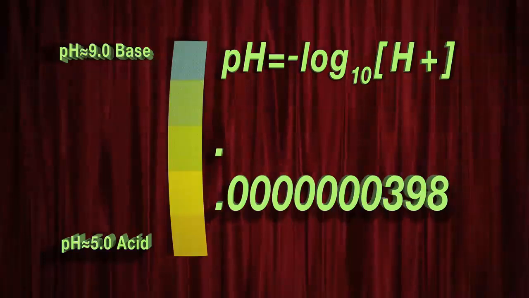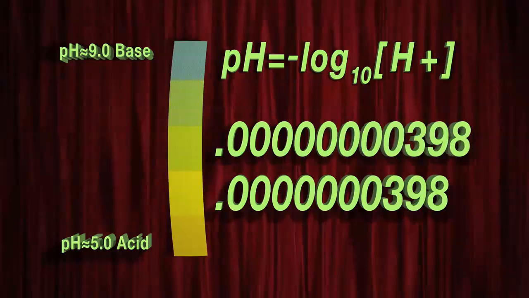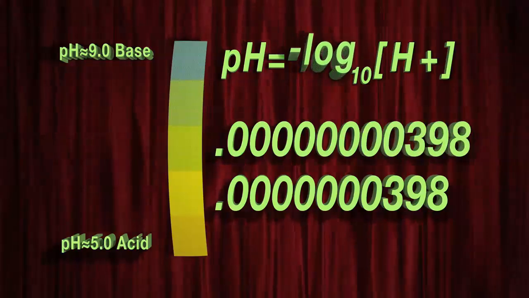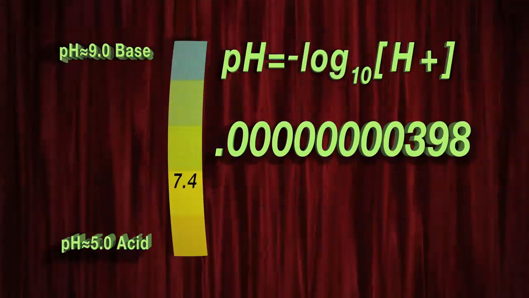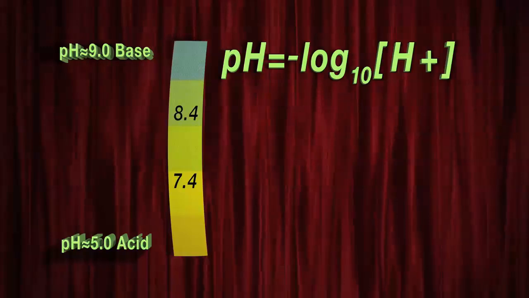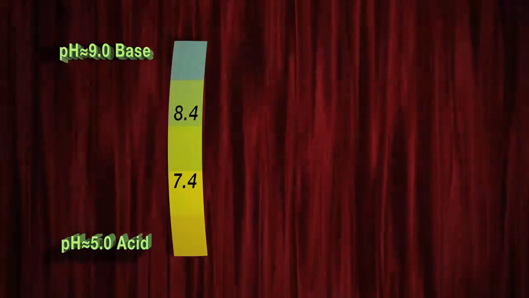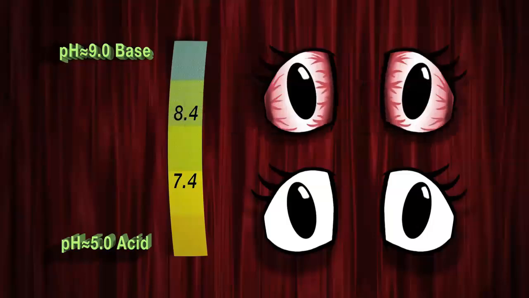0.00000000398 and ... 0.00000000398 quickly on a calculator. Punch negative log of each of those numbers, and you'll see the pHs are 7.4 and 8.4. Since the tears in our eyes have a pH of about 7.4, the H+ concentration of 0.00000000398 will feel nice on your eyes, but the pH of 8.4 will make you feel itchy and red.